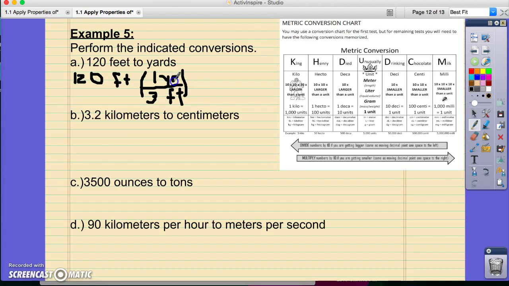And when I solve them, I multiply across. I get 120. Now, don't forget to cross out the units. So 120 yard divided by 3, which equals what? 40 yards. As my final answer, right? So this is our answer here.